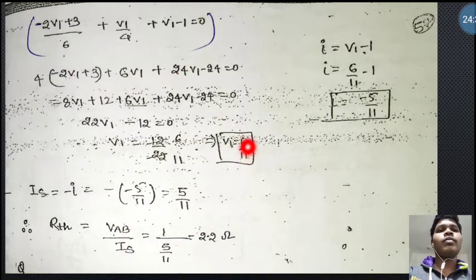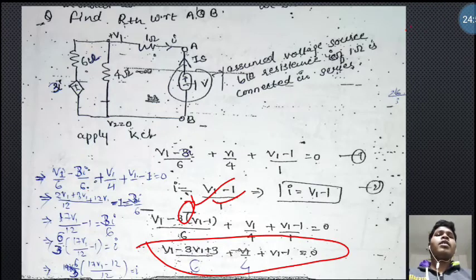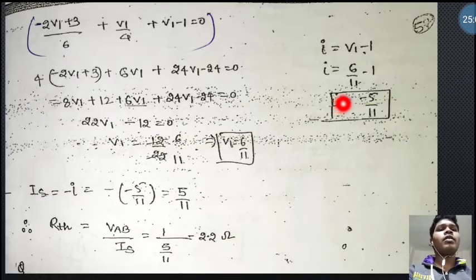So the V1 value we get is 6 divided by 11, and I is equal to V1 minus 1. So putting V1 here, that is 6 divided by 11 minus 1, I is equal to minus 5 divided by 11. Here the initial current will be flowing like this and our current will be flowing like this. So the current will be negative in sign. So here a minus sign and here a minus sign, so both cancel each other.